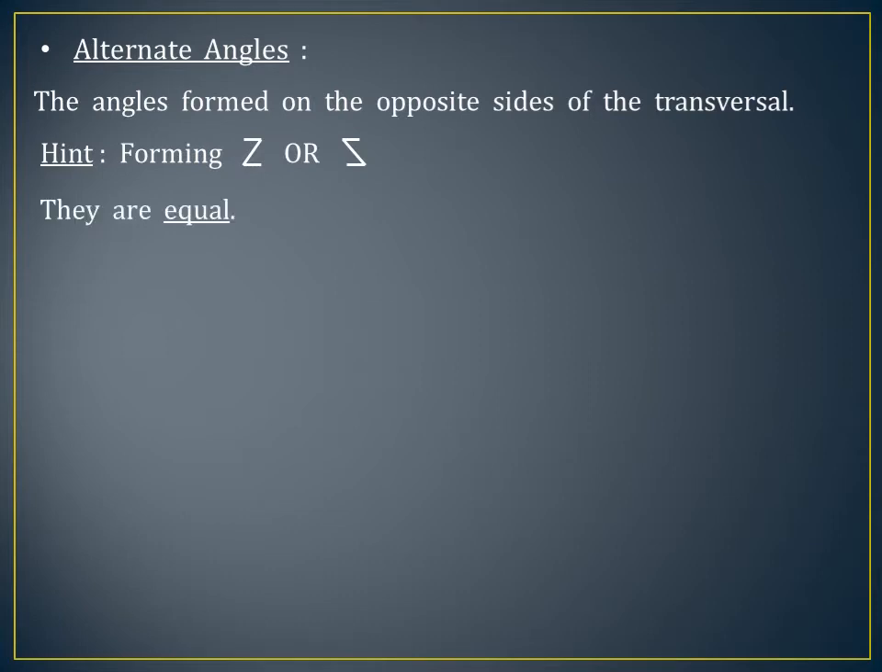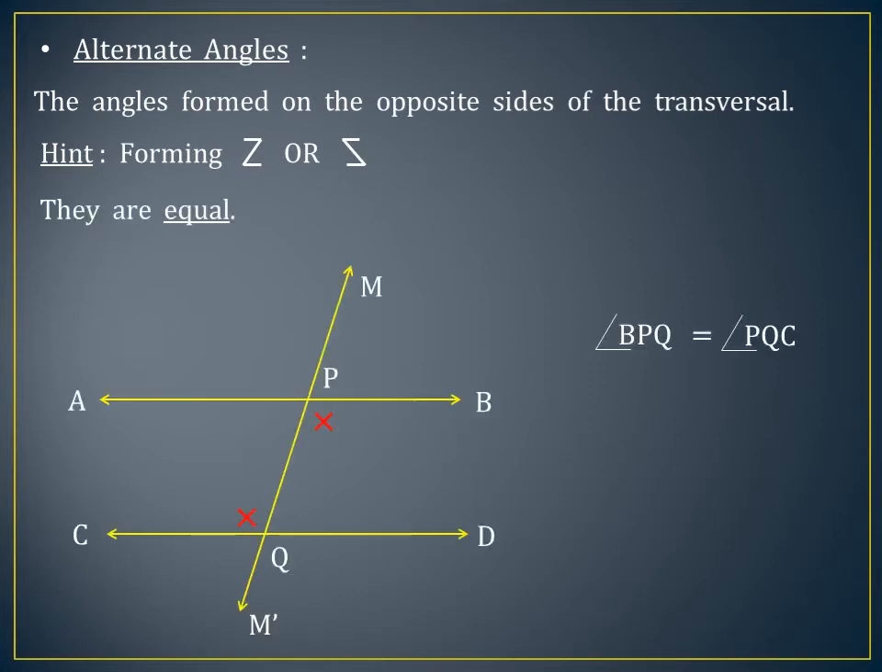Now we identify alternate angles in that they lie on the opposite sides of the transversal and form a Z. So if you observe angle BPQ and angle PQC, they lie on opposite sides of the transversal as well as form a Z. Same way even angle APQ and angle PQD form alternate angles. So just like corresponding angles, even the alternate angles are equal in measure.